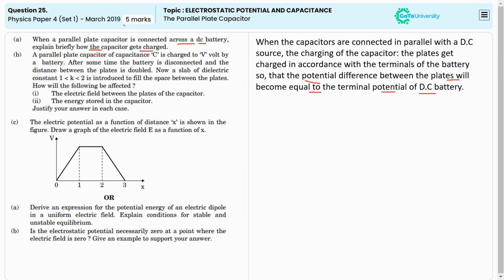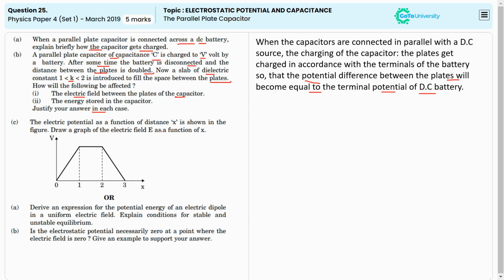Second part. A parallel plate capacitor of capacitance C is charged to V volt by a battery. After some time, the battery is disconnected and the distance between the plates is doubled. Now a slab of dielectric constant K, greater than 1 and less than 2, is introduced to fill the space between the plates. How will the following be affected? First, the electric field between the plates of the capacitor; second, the energy stored in the capacitor. Justify your answer in each case.